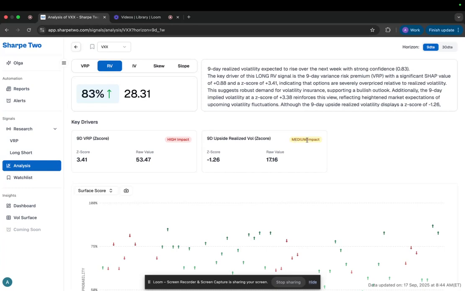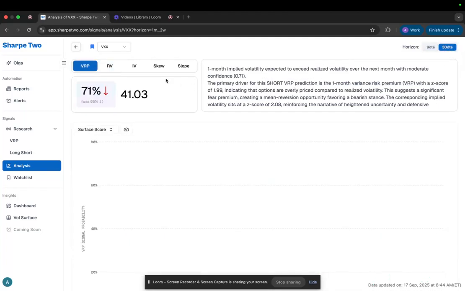And basically the model is picking up on the fact that the VRP is quite high. We haven't had a spike in VXX recently. It is likely that something is going to happen. That's for 9 days, right? We make predictions for 9 days and then 30 days. At 30 days, we might have a completely different opinion. In fact, at 30 days, we don't have any meaningful driver to show to you guys.